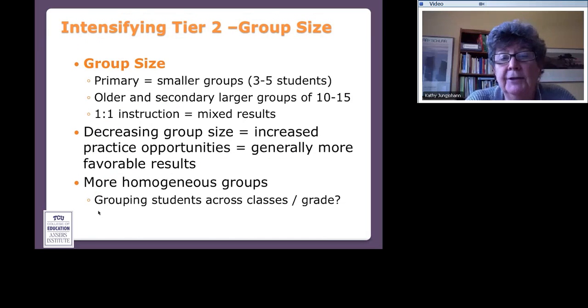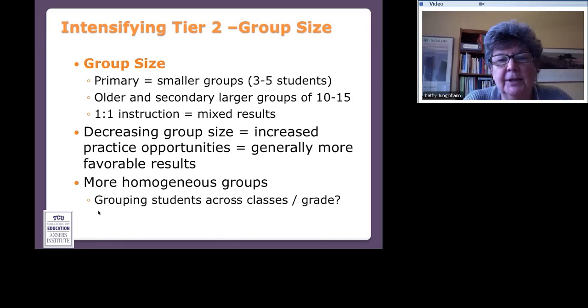In terms of group size, for primary students in Tier 2, groups of 3 to 5 students is often cited as an effective size. For older students, they can benefit from larger groups of 10 to 15 students. The effects of one-on-one instruction has mixed results, and sometimes there's been benefit shown to one-on-one instruction, but there's also similar benefits to students in groups as small as 3 and 4. So there's resource issues involved with delivering one-on-one instruction also.